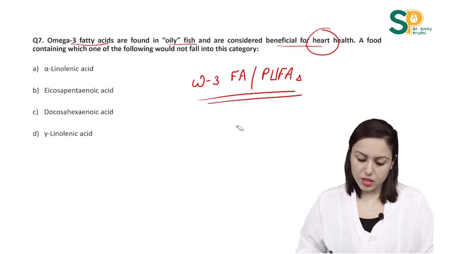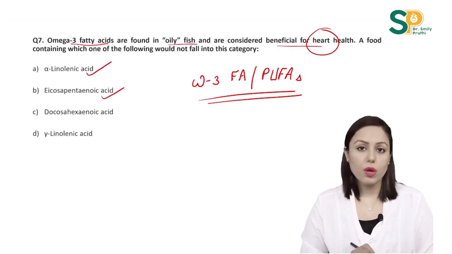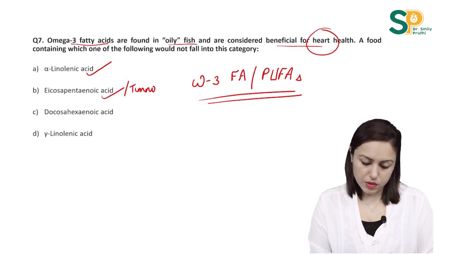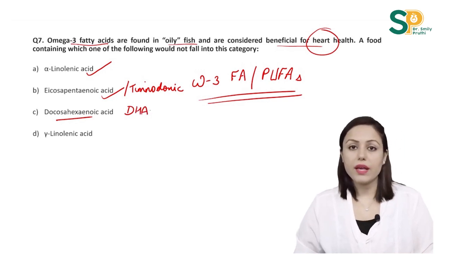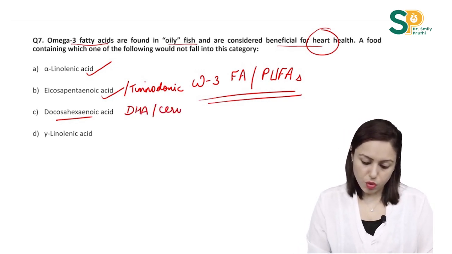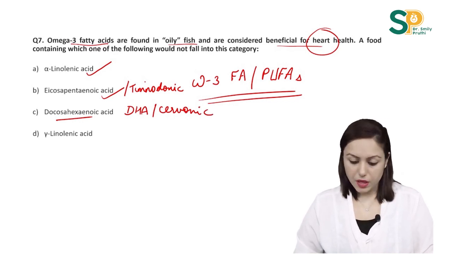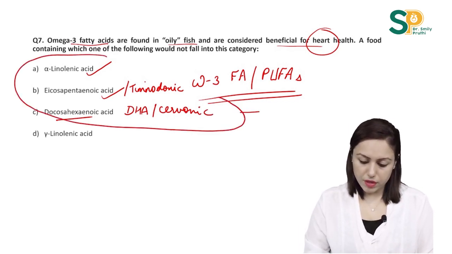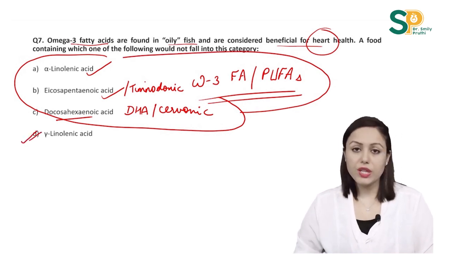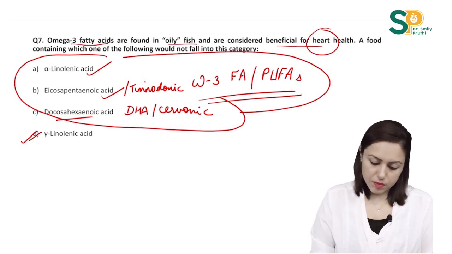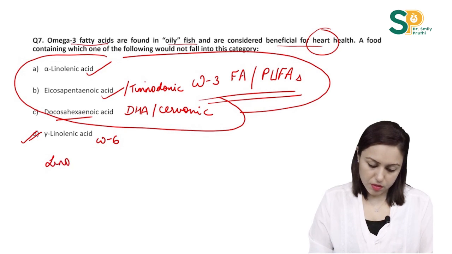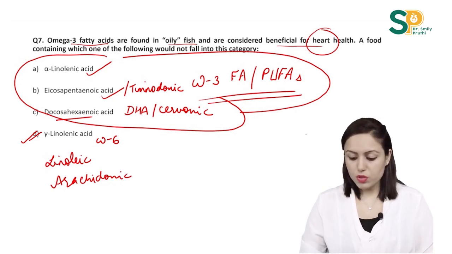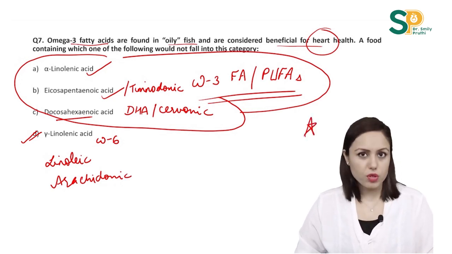Omega-3 fatty acids are 3: alpha-linolenic, icosapentaenoic, also called timnodonic acid, and DHA, docosahexaenoic acid, also called cervonic acid. Okay, so these three are omega-3 fatty acids. So the answer will be option D here. This is gamma-linolenic, that is an omega-6 fatty acid. Other omega-6 fatty acids are linoleic and arachidonic. Okay, do this topic of PUFAs nicely, it is very, very important.